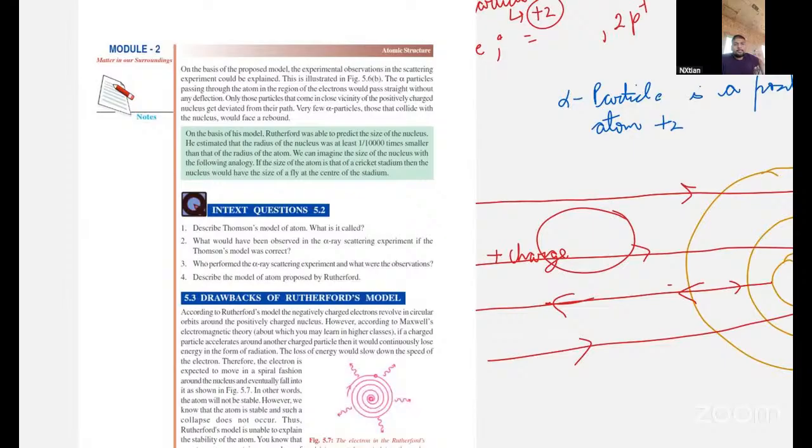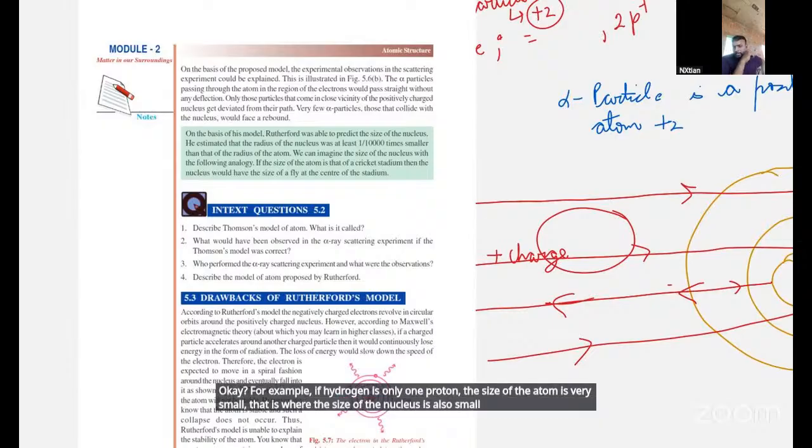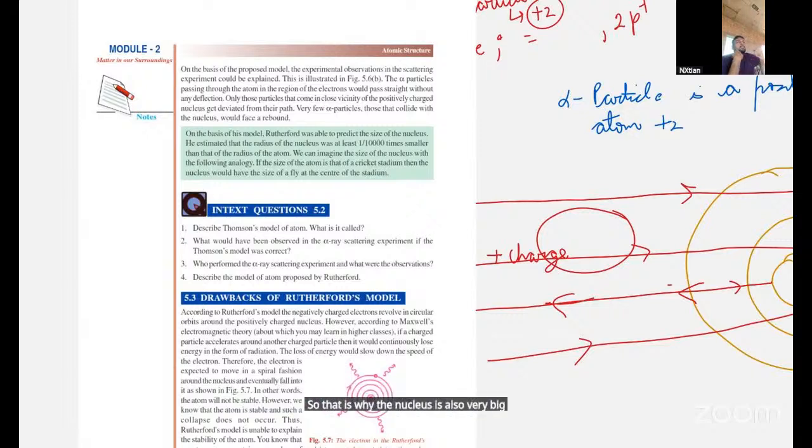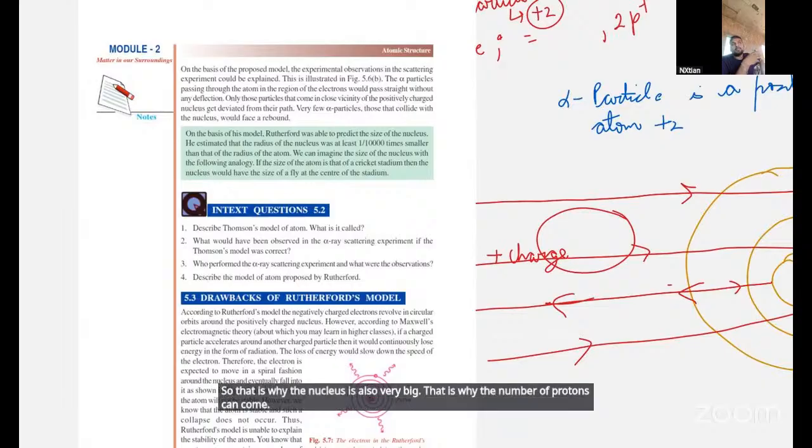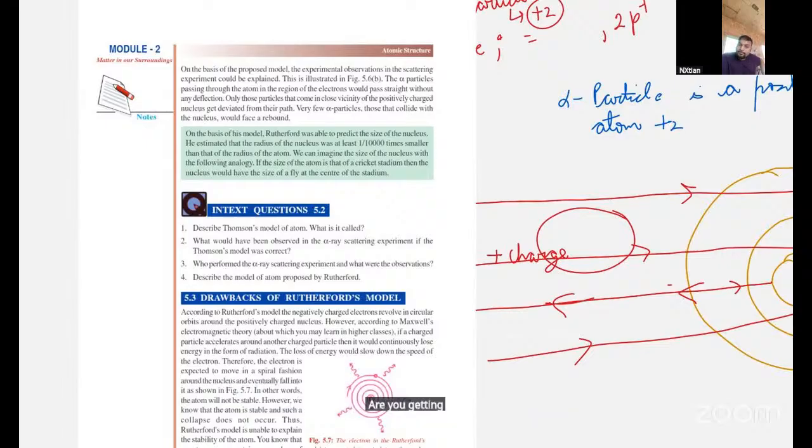Are you getting this? Yeah. Okay. For example, hydrogen has only one proton, the size of the atom is very small. That is why the size of the nucleus is also small, and only one proton can come into it. But if I talk about cesium, the size of the atom is very big, so the nucleus is also very big. That is why the number of protons can be more. It's not only one, it can be around 67 or 80. Are you getting this? This is the way.